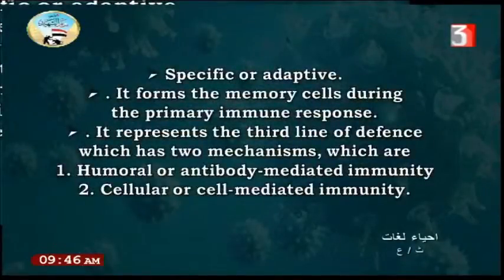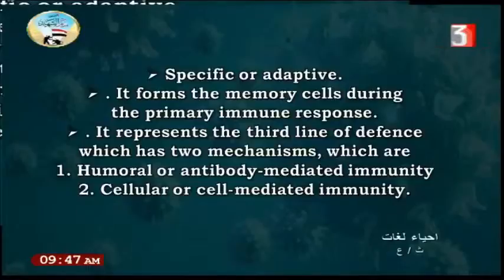Specific or adaptive immunity forms the memory cell during the primary immune response, and it represents the third line. Okay, you know the first line, the second line. What is the third line of defense? It is two mechanisms: humoral or antibody-mediated immunity and cellular or cell-mediated immunity. So we can conclude that there are three lines of defense against microbes.